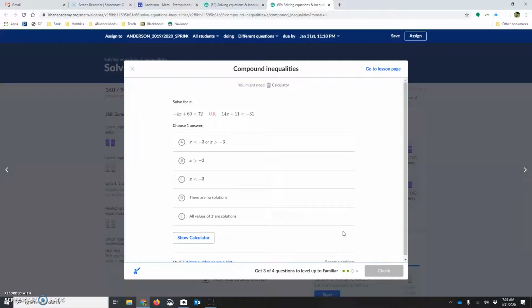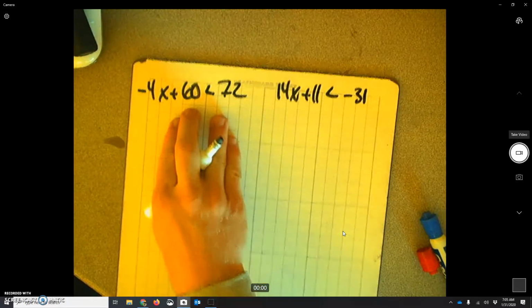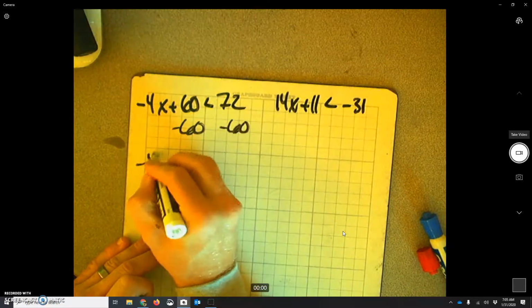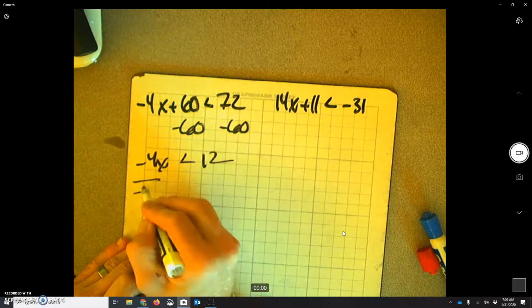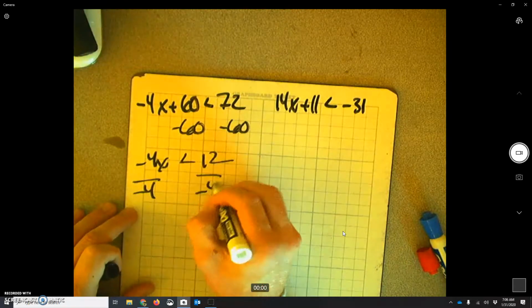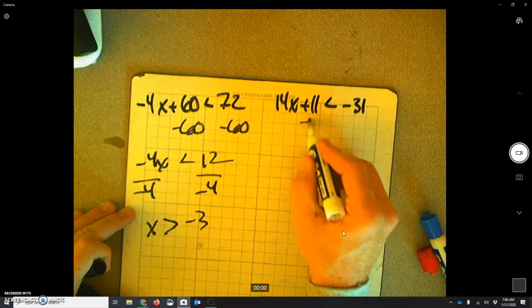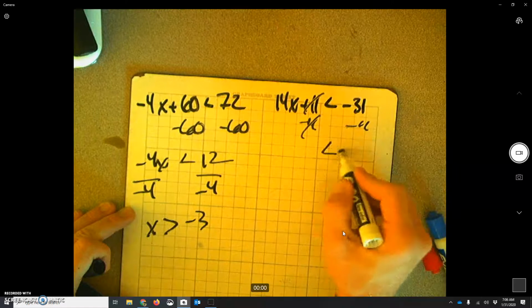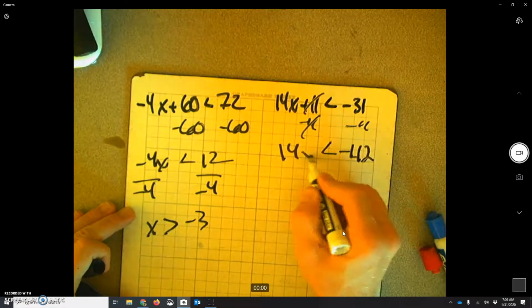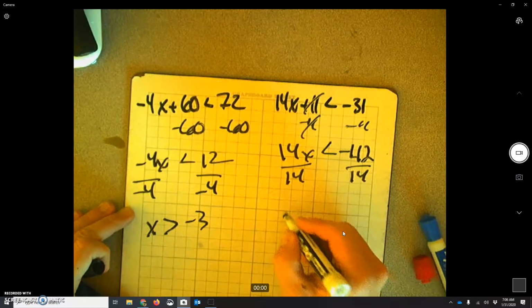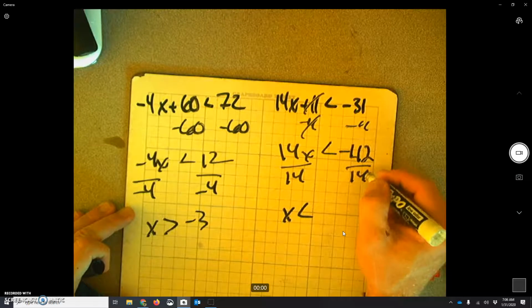Okay, keep going. So I have some time on this clock. -4x plus 60 less than 72, and 14x plus 11 less than -31. Okay, subtract 60 from both sides. So -4x less than 12. Divide by -4. We're dividing by a negative number. Alert, alert. So we have to flip our sign. x greater than -3. I'll do this one too just because I want to. Subtract 11. We get -42. And then divide by 14 on both sides. Sorry, my writing's getting a little weird. It's messing up. 14, 28, 42, so -3.